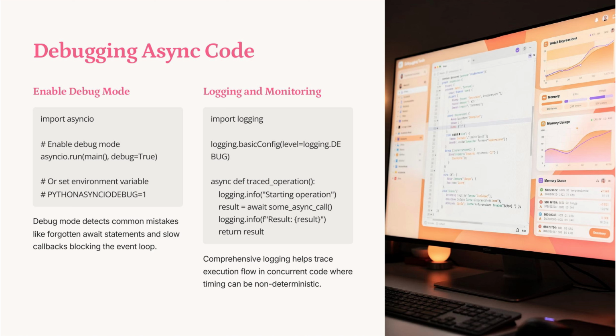Enable debug mode in asyncio to catch common async errors, such as missing await statements. Use python -X asyncio debug=1 or set debug=True in asyncio.run. Implement logging to monitor execution flow, especially in concurrent environments where timing is unpredictable. This aids in identifying slow callbacks and other issues affecting the event loop.